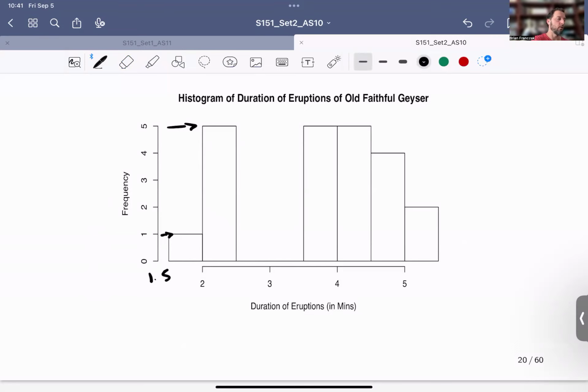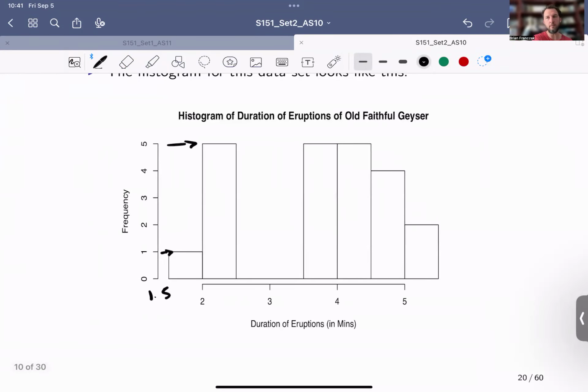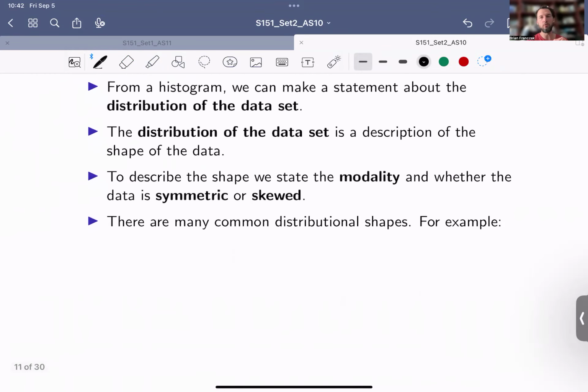All right, so the descriptive part of this. We've established how to construct a histogram, but what can we actually use or say about the histogram? When we want to describe what a histogram is telling us, we are describing what is called the distribution of the data set. And the distribution of the data set is a fancy way of just saying the shape of the data that we have observed.